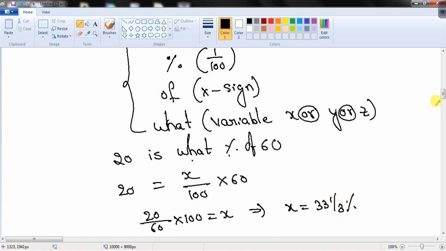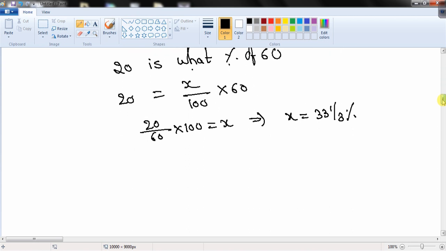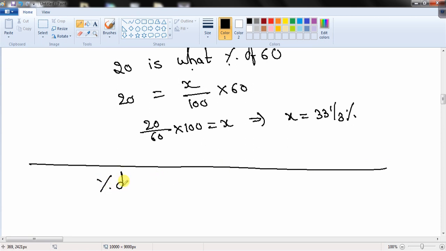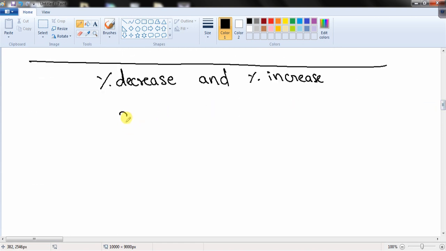How fast we can solve a question is more important than solving the question, as I frequently say. So try to be fast. Next is finding percentage decrease and percentage increase. I need to find the percentage decrease from 3 to 2. By what percentage do I need to decrease 3 to obtain 2?